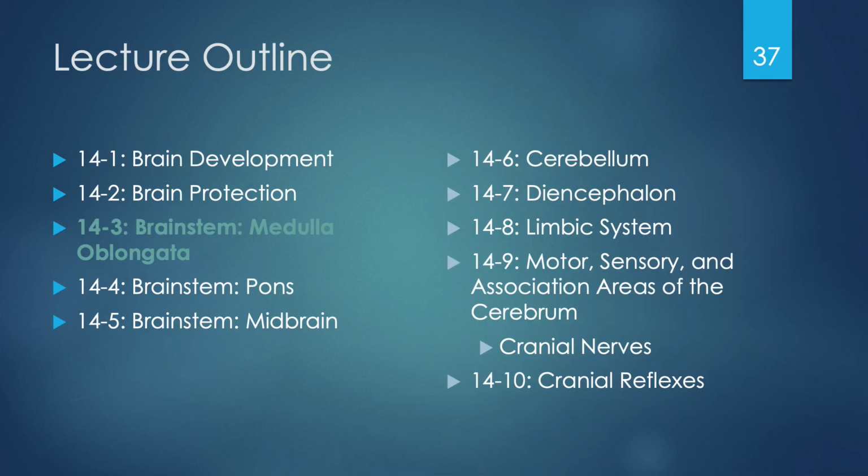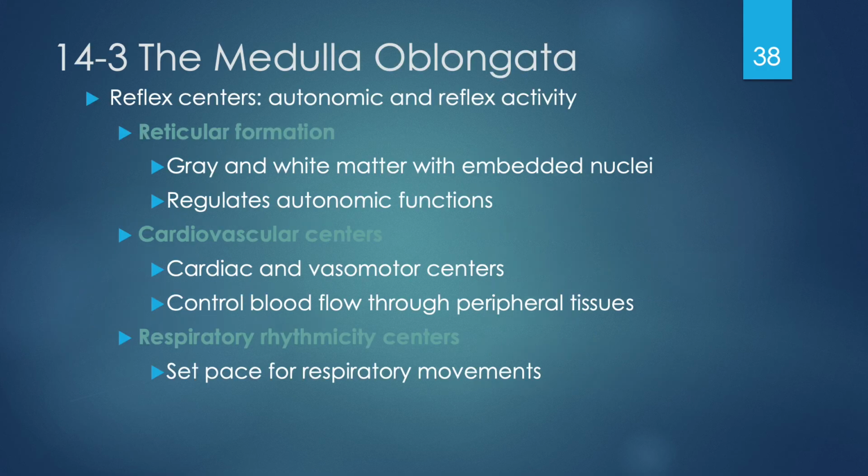Now we'll begin our discussion about the brainstem. We'll start with the medulla oblongata. The medulla oblongata also includes reflex centers that are responsible for autonomic and reflex activity. So the reticular formation is an area of gray and white matter that includes embedded nuclei within it. And this regulates autonomic functions, which include both largely cardiovascular and respiratory functions.